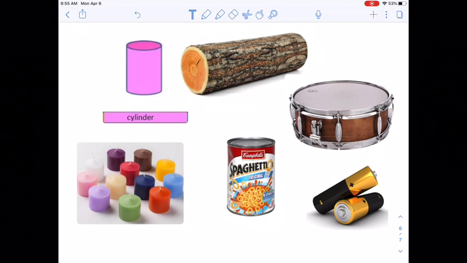So remember the three things we learned today. The name of a 3D figure is determined by its faces, edges, and vertices, not by its color, its size, or which way it's turned.